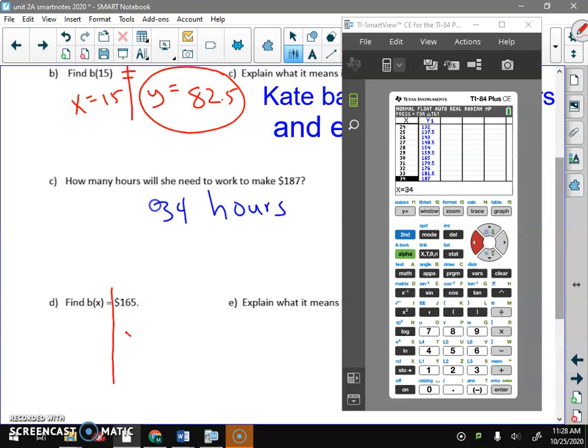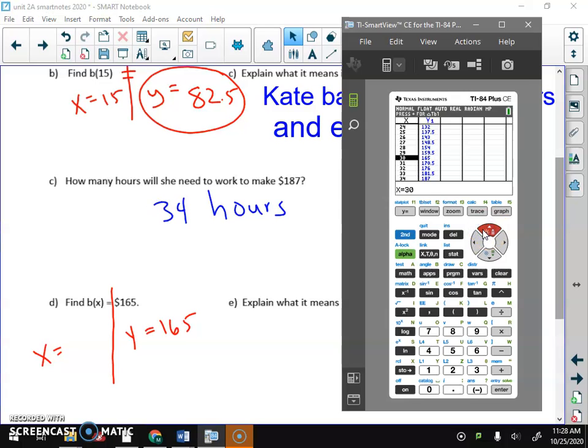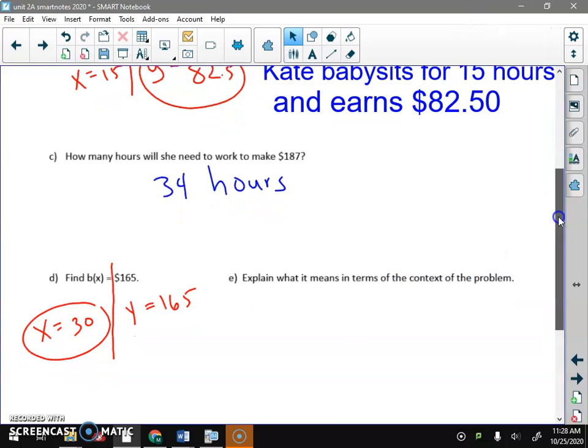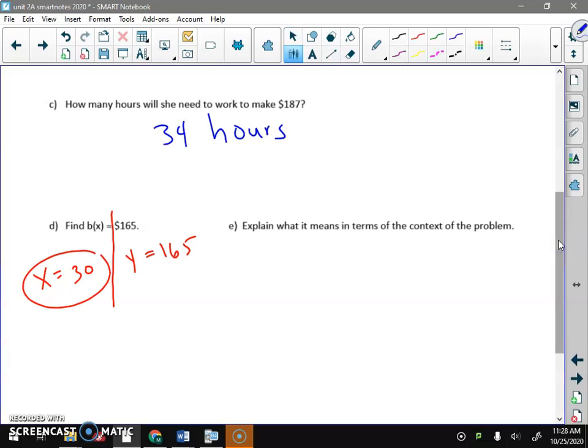A couple more. Great Wall. Y equals 165. What does X equal? C and D asked the same question in a different way. C was more words. D was more algebra. I'm going to go up until I get to 165 for blue. There it is. 30. Circle my answer and put it into context. Kate works 30 hours and earns $165.